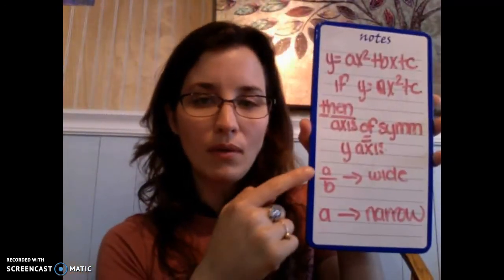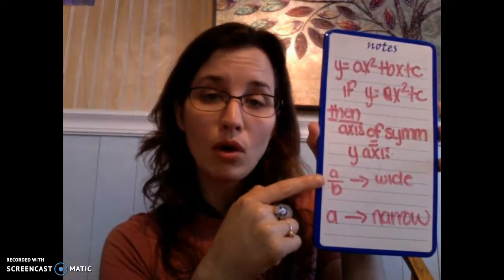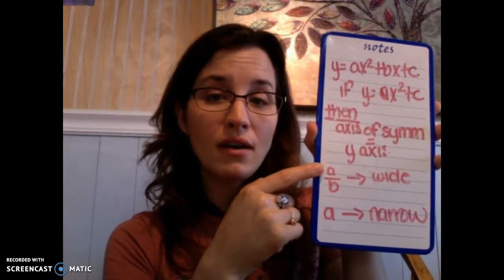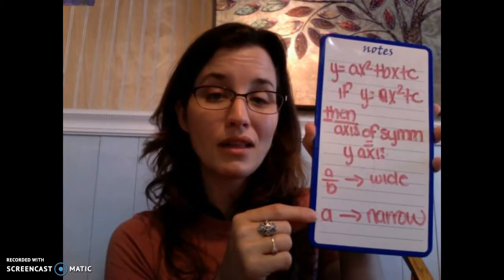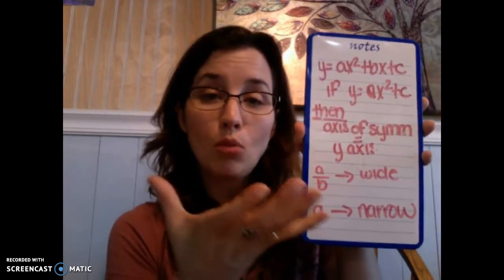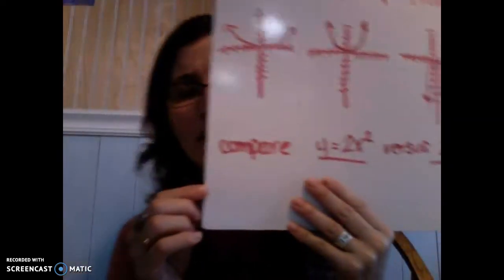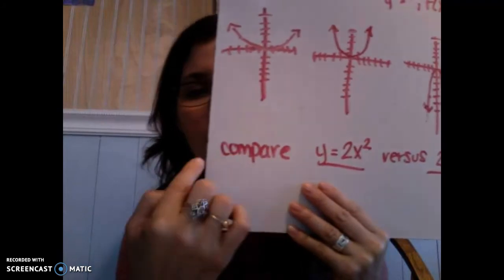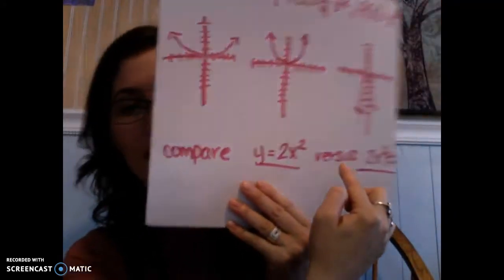You may want to write a thought bubble, something similar to this. But remember, when the numerator is bigger than the denominator, it's more narrow. When the denominator is bigger than the numerator, it's more wide. Okay? Next thing I want to look at is a comparison between this graph and this graph.